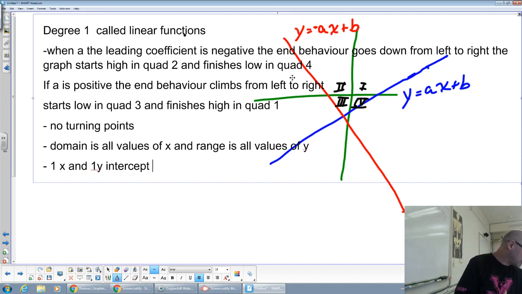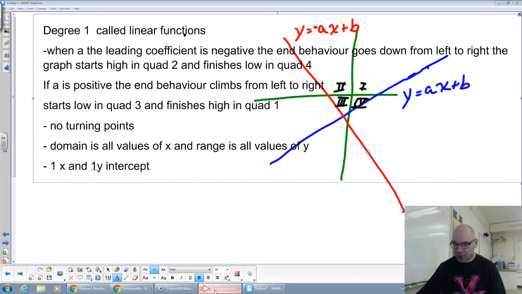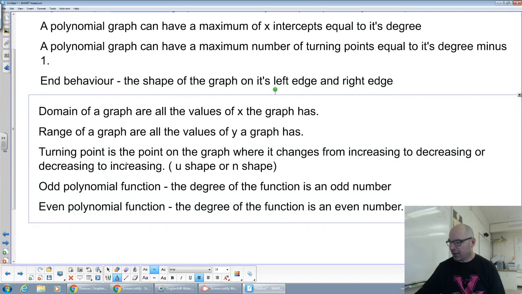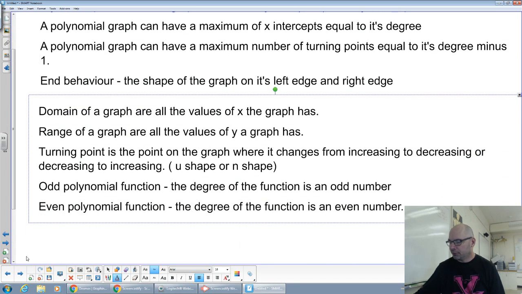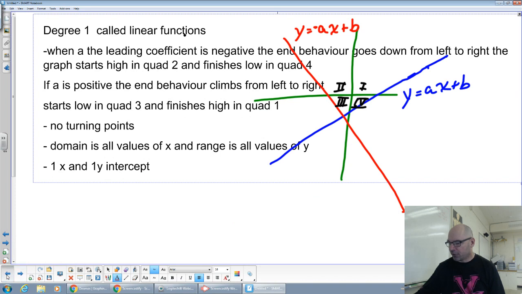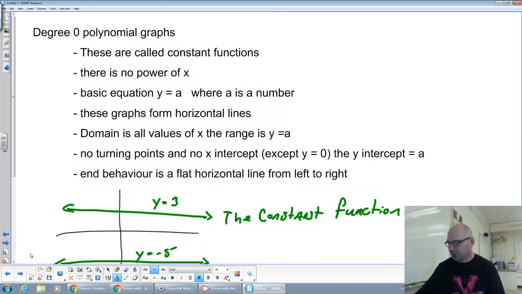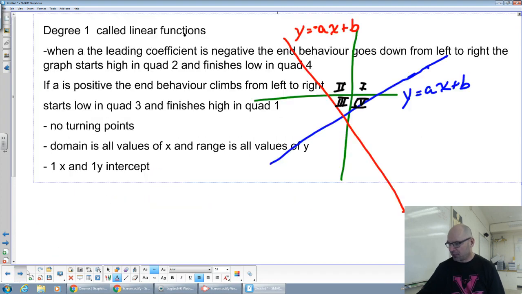I think we'll have to stop there because we're running out of time. We'll do the other two next day, because we're about 43 minutes in. Let's just look back for a minute in case I missed something: domain, range, turning points. Okay, it's an odd function. Degree 0: basic equation, domain, range, turning points, and behavior. We've got a little sketch of it. So we'll stop there today, and we'll do degree 2 and 3 tomorrow.